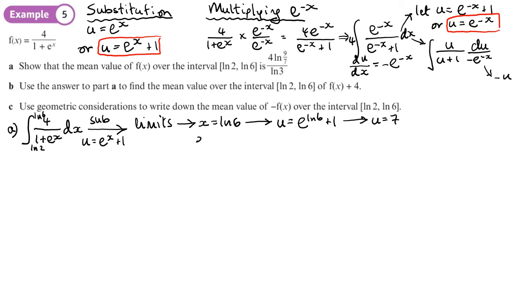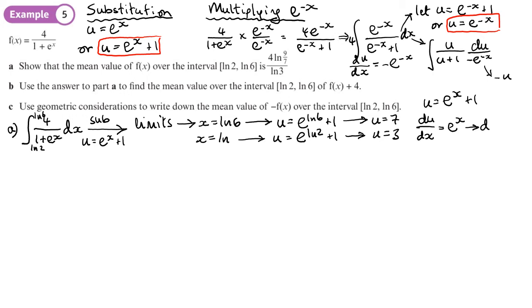And then if x equals log 2, the other limit, then u is going to be equal to e to the log 2 plus 1, which becomes 2 plus 1, which is 3. So that will be my limits. And now we differentiate as well. So u equals e to the x plus 1. So du dx is just e to the x, which means that dx equals du over e to the x.